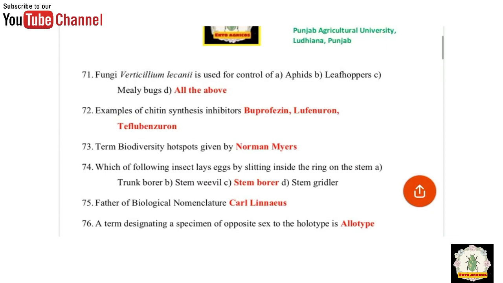A term designating a specimen of the opposite sex to the holotype is allotype, whereas holotype is a single specimen designated by the original describer of the form and available to those who want to verify the status of other specimens. And the specimen of the opposite sex to the holotype is allotype.